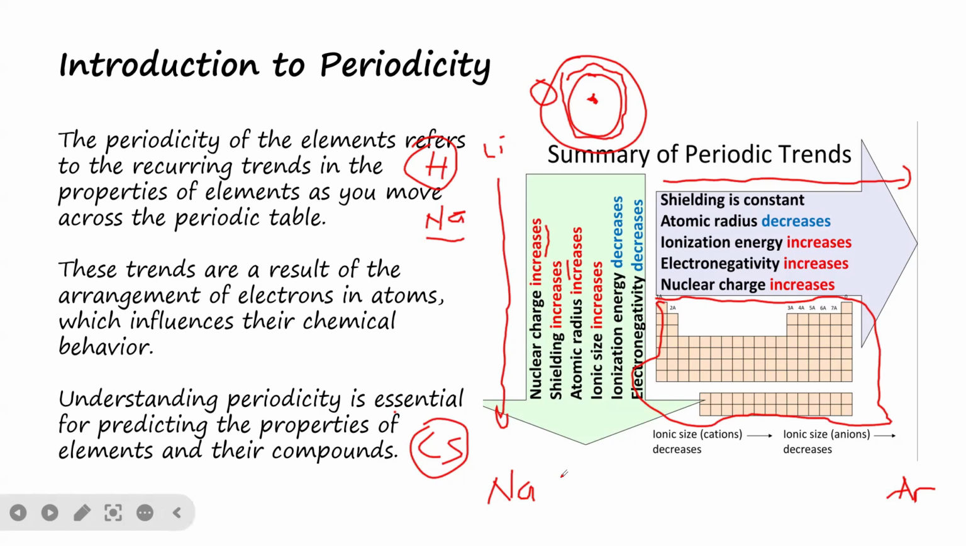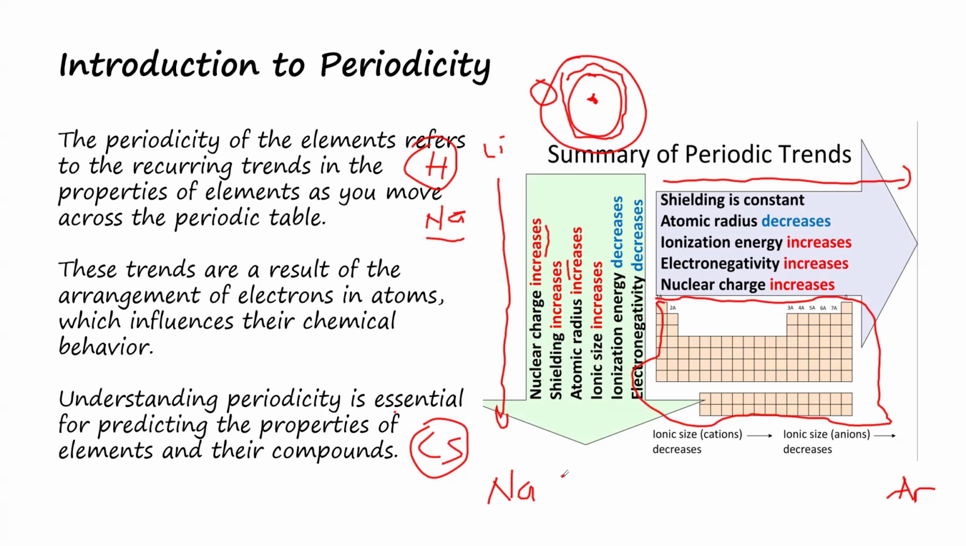In period 3, all the elements have the same number of shells. Therefore, their shielding effect remains constant because they maintain the same number of shells. So there is no increase in the number of shells across a particular period. Let's say period 2, all elements in period 2 have 2 shells. So there is no increase or decrease in the number of shells. So that is why the shielding effect remains constant.